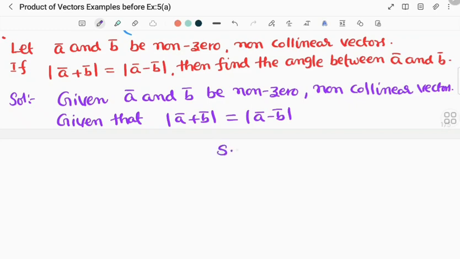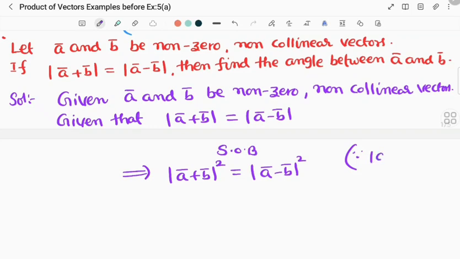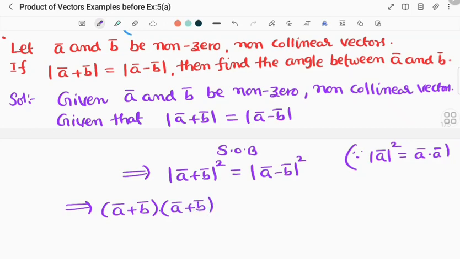Next, squaring on both sides. So what happens? Mod a bar plus b bar whole square is equal to mod a bar minus b bar whole square. Here we know that mod a bar square we can write as a bar dot a bar. By using this property, mod a bar plus b bar whole square means a bar plus b bar dot a bar plus b bar, is equal to a bar minus b bar dot a bar minus b bar.